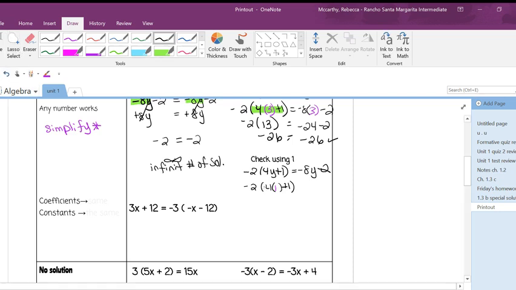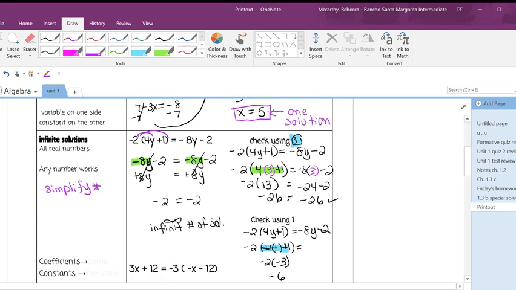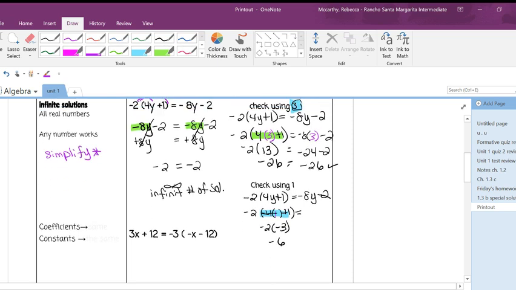So using my order of operations, I'm going to do parentheses first. Negative 4 times 1 is negative 4, plus 1 is negative 3. So I know this is negative 2 times negative 3, and that simplifies to negative 6. Now let's look at this side. I have a negative 8. Oh, that doesn't work. Did I write the right thing? Yep. Negative 4.